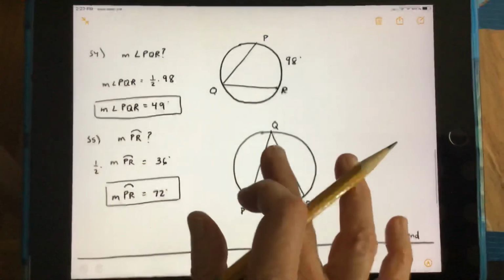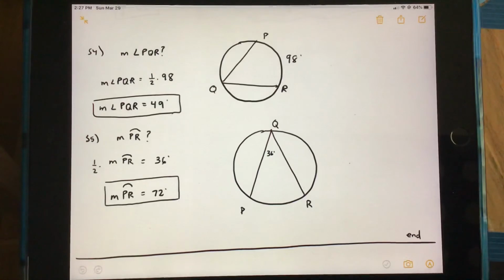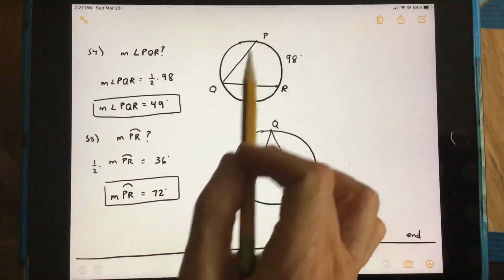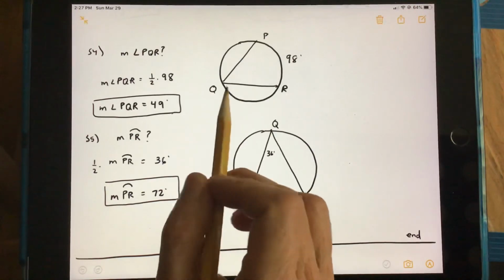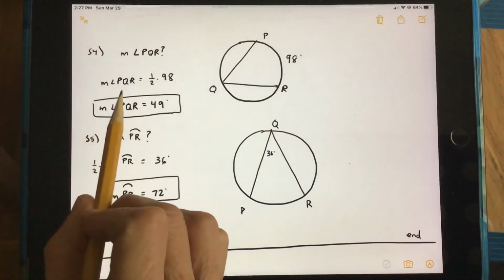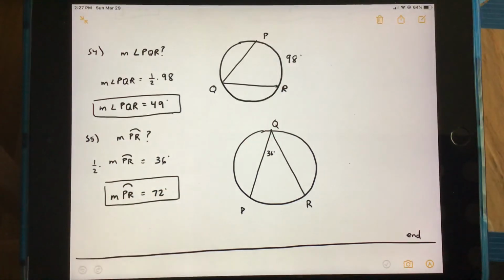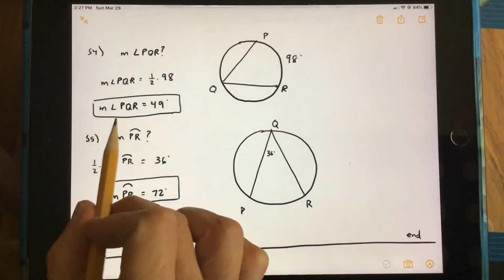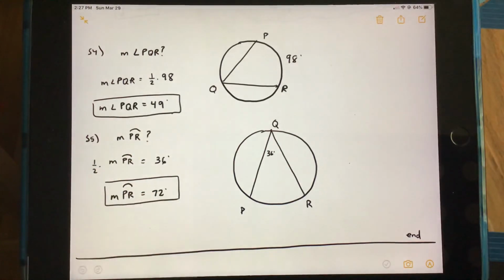Sample 4. Our job is to find the measurement of angle PQR. PQR here is the angle we're looking at. It will be half as many degrees as the intercepted arc. So the measure of angle PQR is half of 98, or half times 98. Remember, "of" in math means to multiply. And that will give us the measurement of angle PQR is 49 degrees.